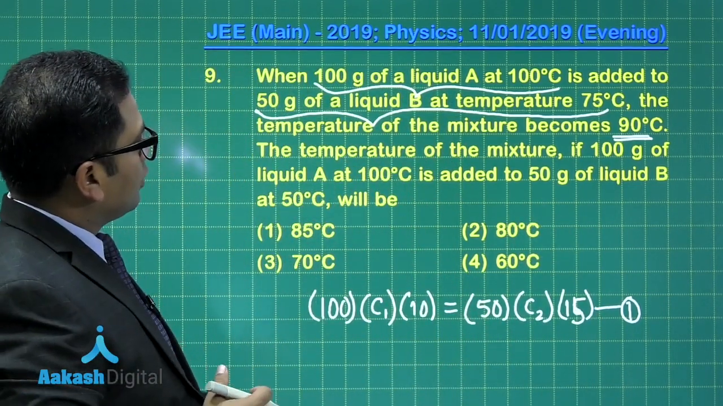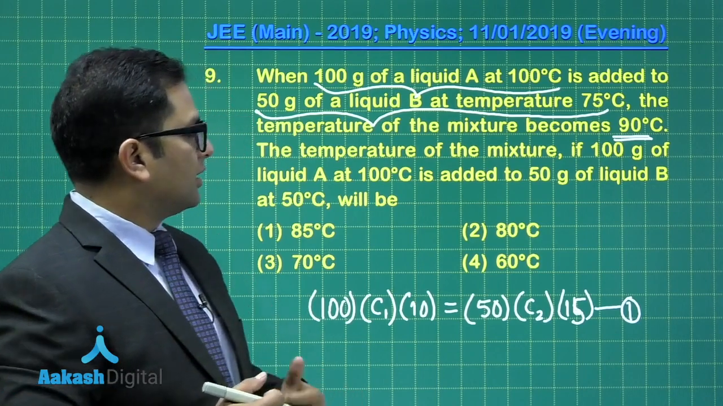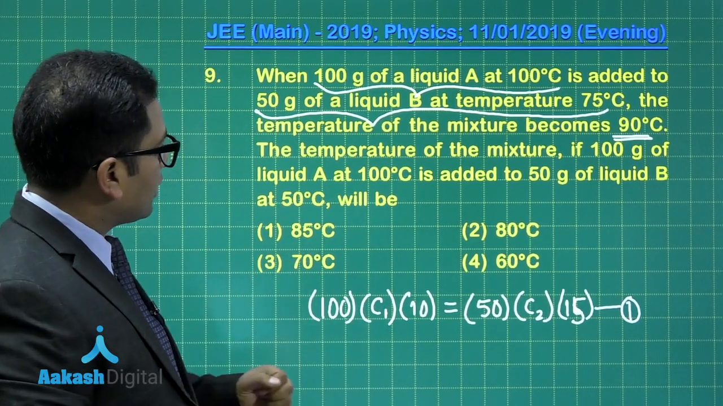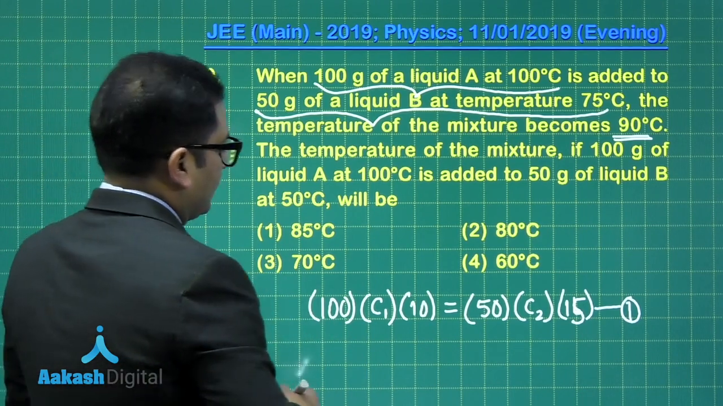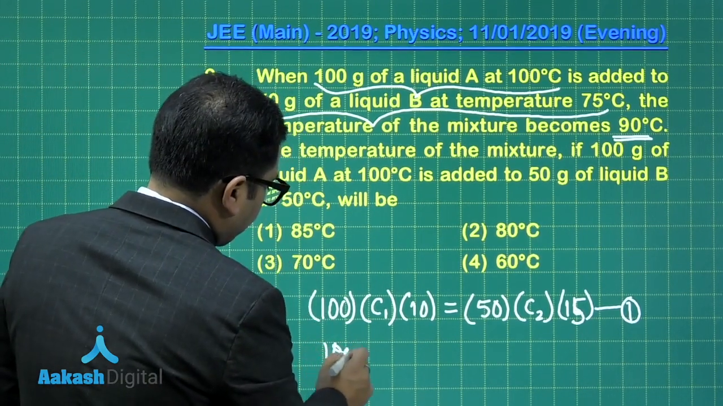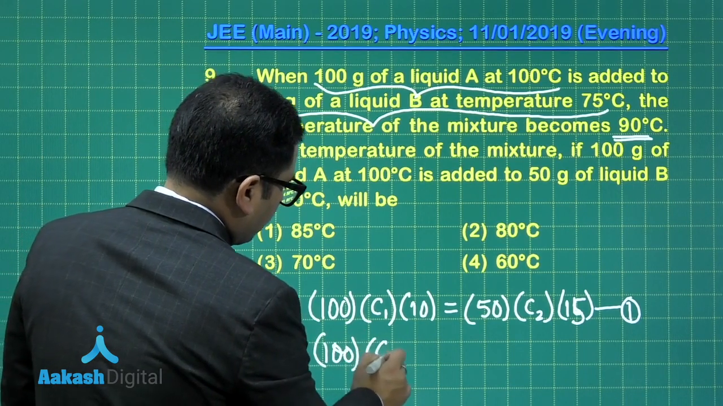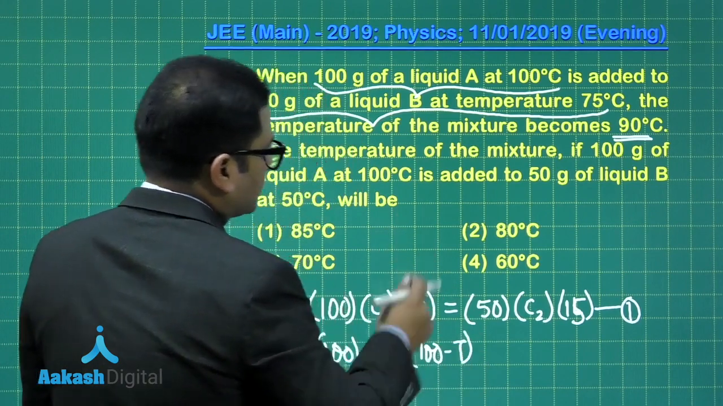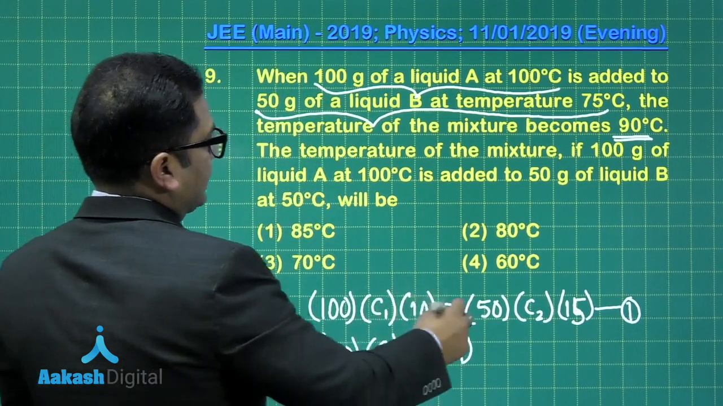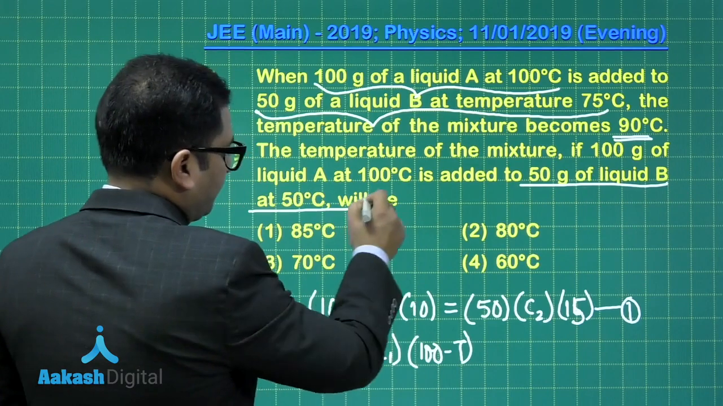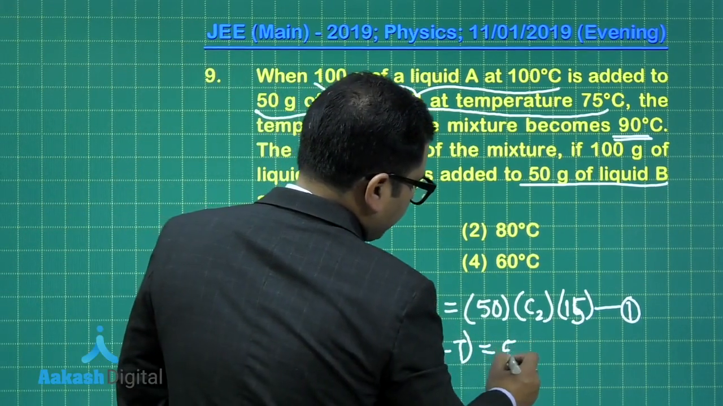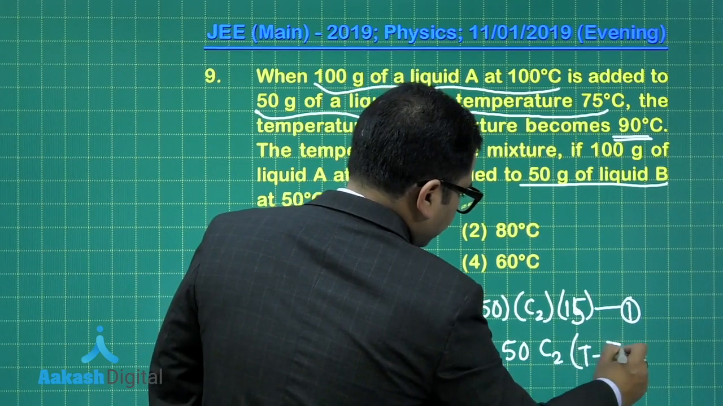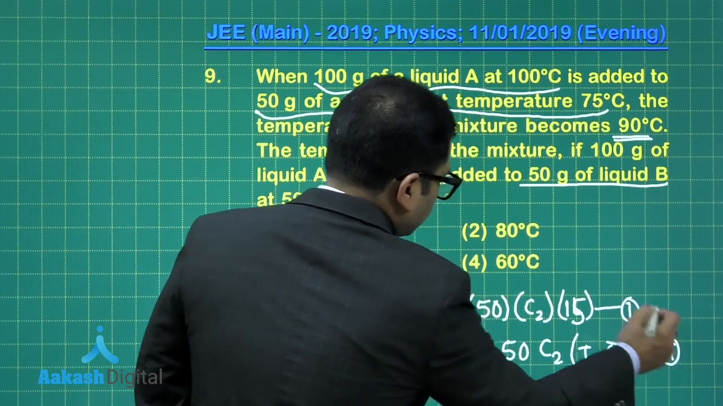Alright, now we need to calculate the temperature of the mixture in the second experiment. 100 gram of that liquid at 100 degrees, so the fall in temperature is going to be 100 minus T, is added to 50 gram of liquid B at 50 degrees centigrade. So that is 50 gram of liquid B at 50 degrees, so T minus 50, that is equation number 2.